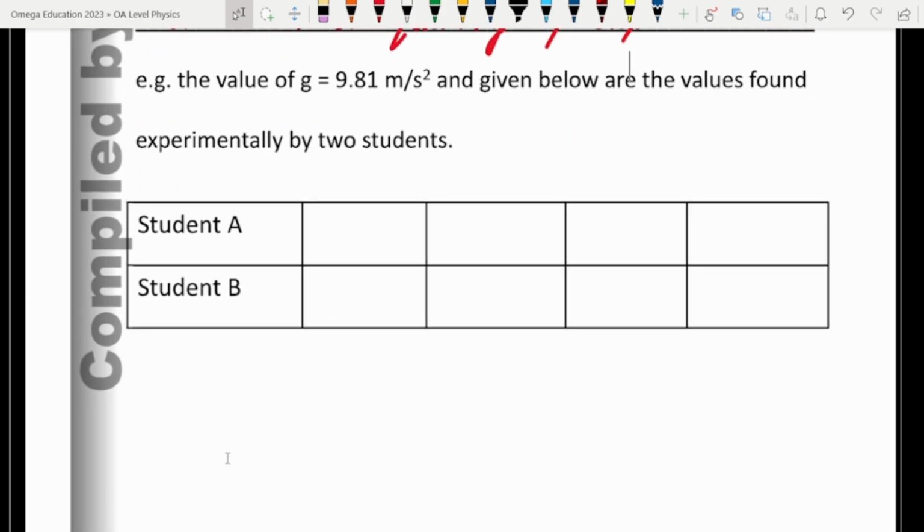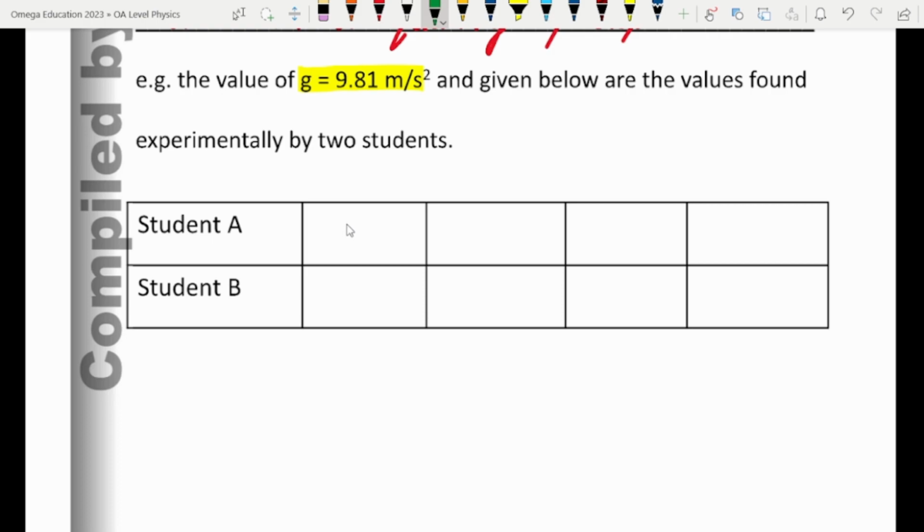Now examples. You would have studied that we use the value of gravitational field strength as 9.81 in O levels, or in IGCSE physics we use it as 9.8. And even before that, we used to round it off to 10. But here in A-level physics, we'll be using it as 9.81 Newton per kilogram, or acceleration of free fall as 9.81 meter per second square. This is the actual value that we have to measure. The true value is 9.81.